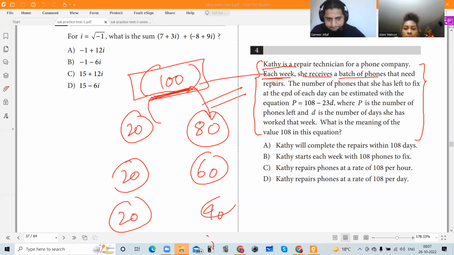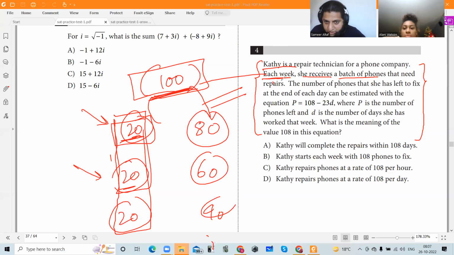The number of phones repaired depends on how many days she has taken. If that's day 1, she has repaired only 20. If that's day 2, she has repaired a total of 20 times 2. If that's day 3, she has repaired a total of 20 times 3, and so on. So that's what I understood till now.